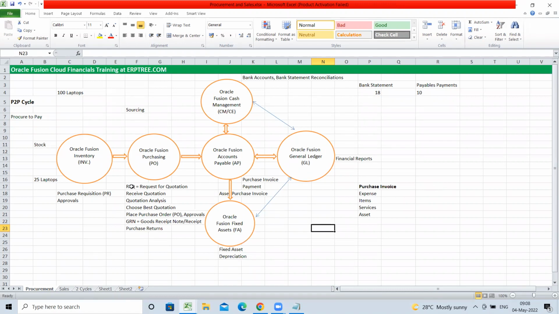Even these activities can be handled by the sourcing application. To understand the P2P cycle, you can take all these activities under the purchasing application only. So this is what we have to understand about the P2P cycle. You should remember and you should be able to explain. Okay, any questions on this, please?